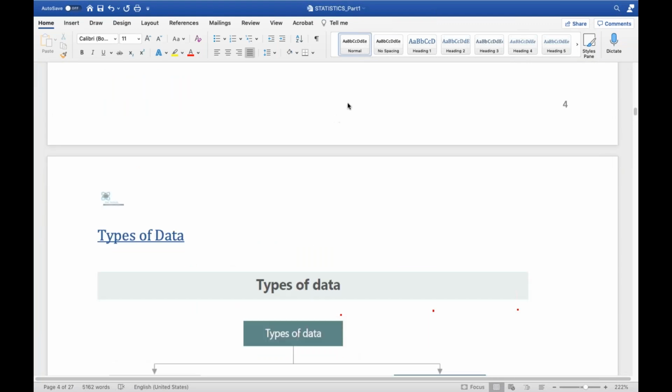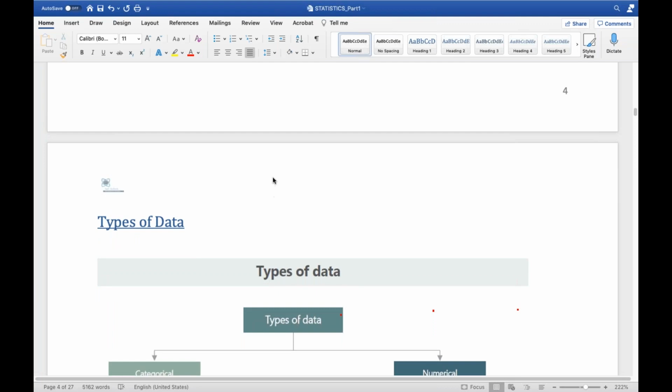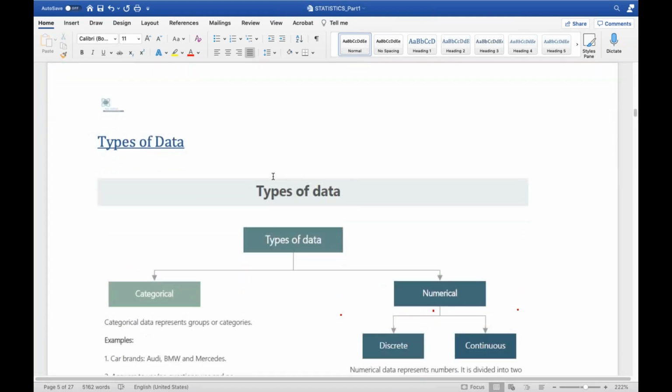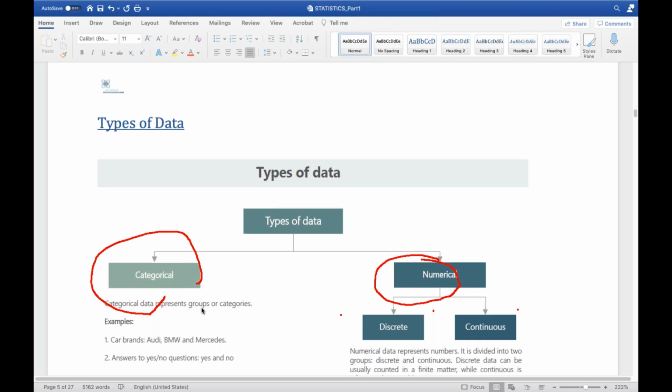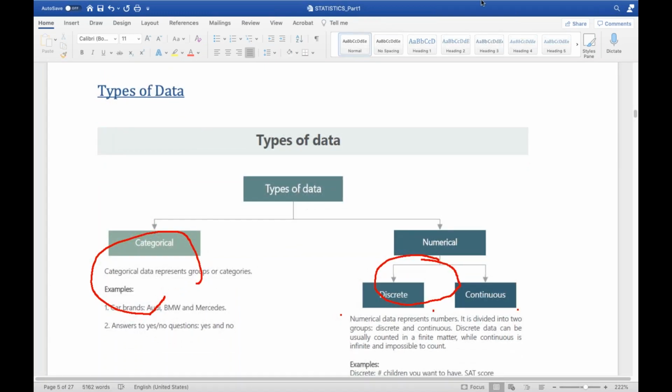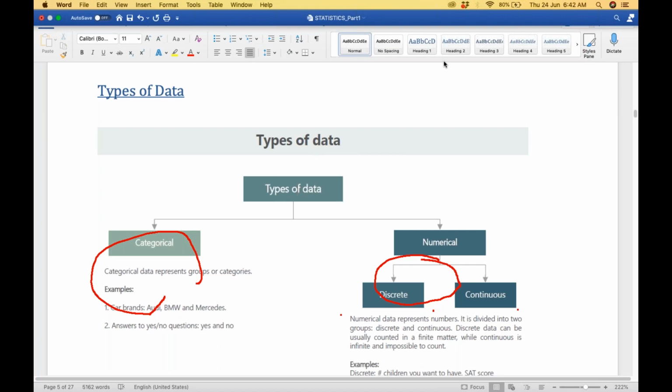Now let's go for understanding the types of data. See guys, you can go for everywhere. Data can be of two types. One is categorical, one is numerical. Categorical data, in the sense, is very simple, it is character data. Numerical data is number data. Many people know that.